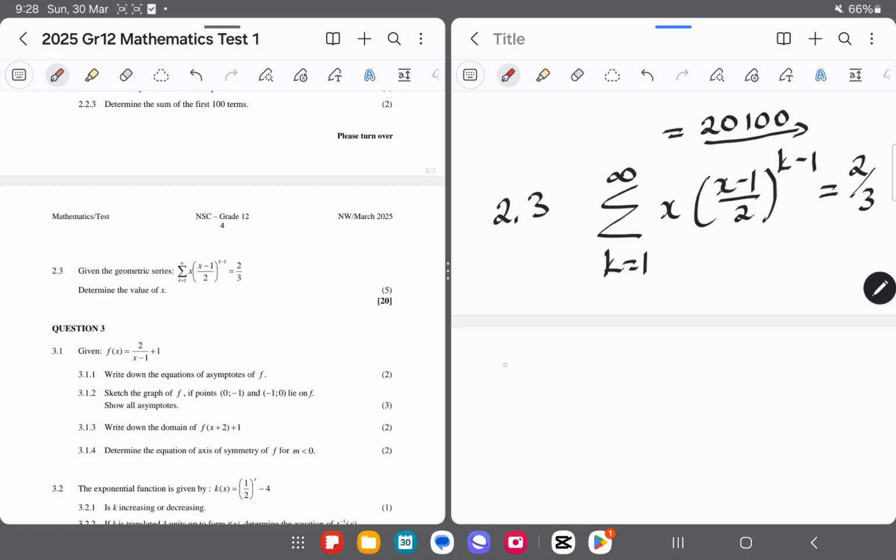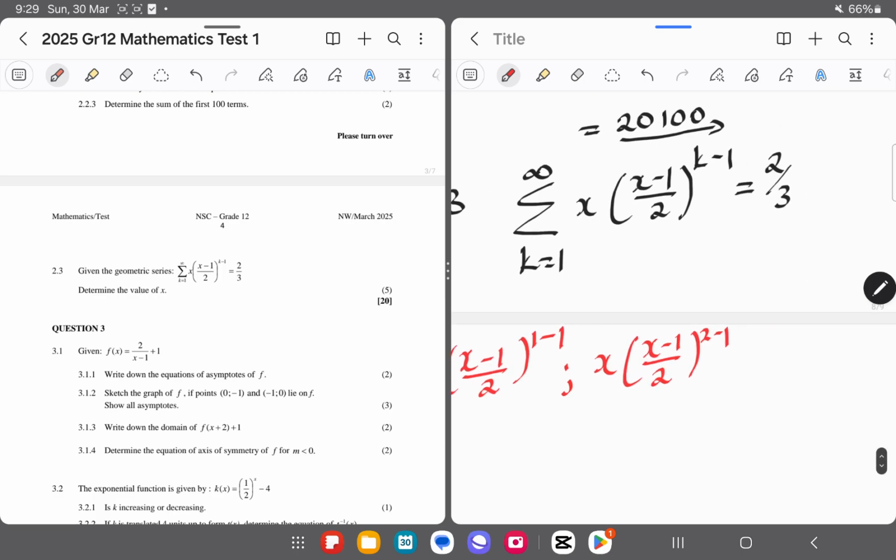So we are going to have x into (x minus 1 divided by 2) to the power of 1 minus 1. That's your first term. The second term is going to be x into (x minus 1 divided by 2) to the power of 2 minus 1. And then the next one, x into (x minus 1 divided by 2) to the power of 3 minus 1.